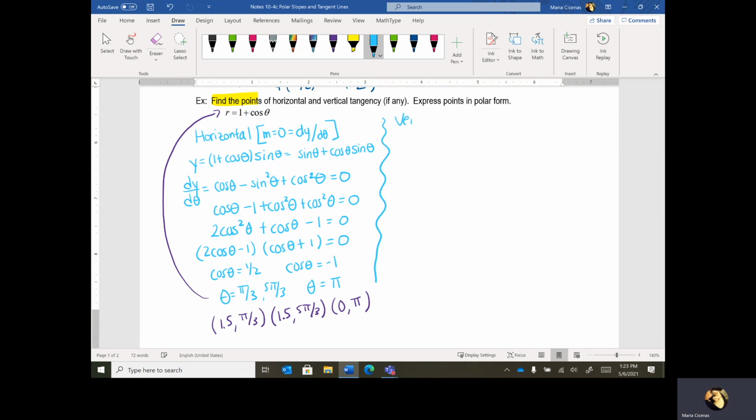This is kind of long, I realize this, but in the end, there's a point I need to make. So I have to go through this and find the vertical points of tangency. Slope is undefined, so dx d theta needs to equal 0. R, which is 1 plus cosine theta, times cosine theta. That's what I tried to do earlier, huh?